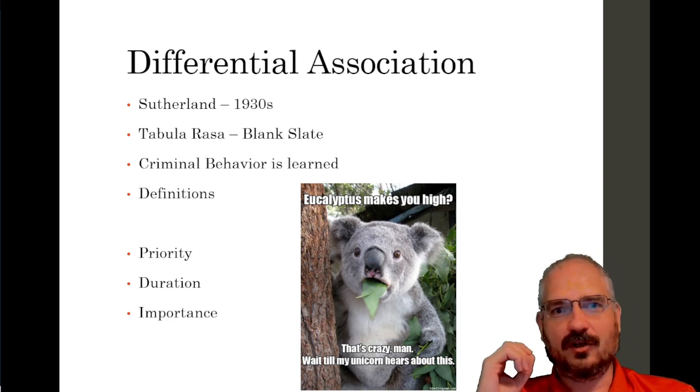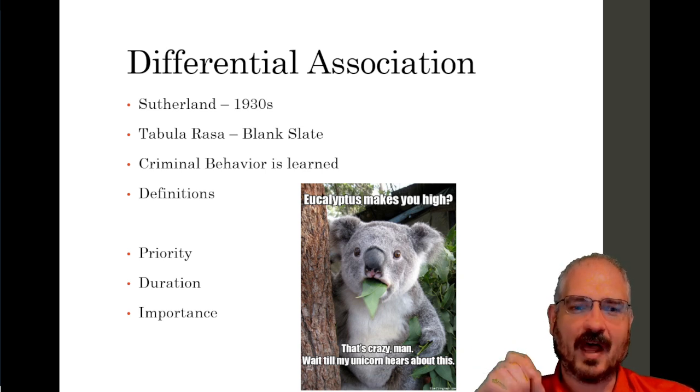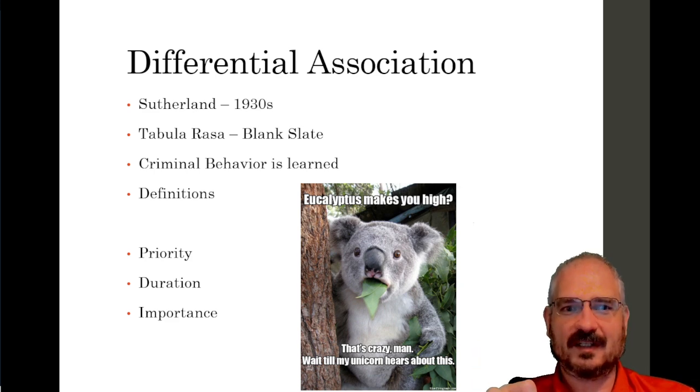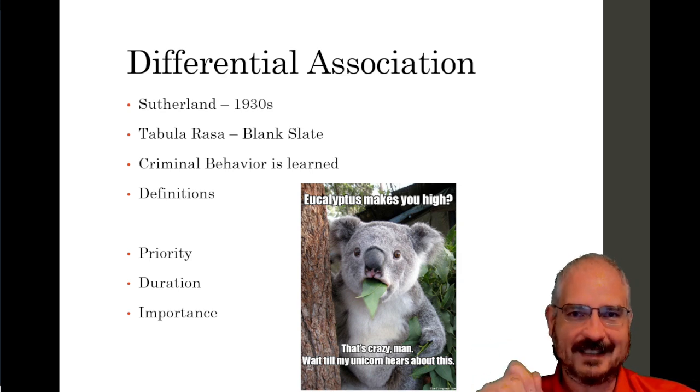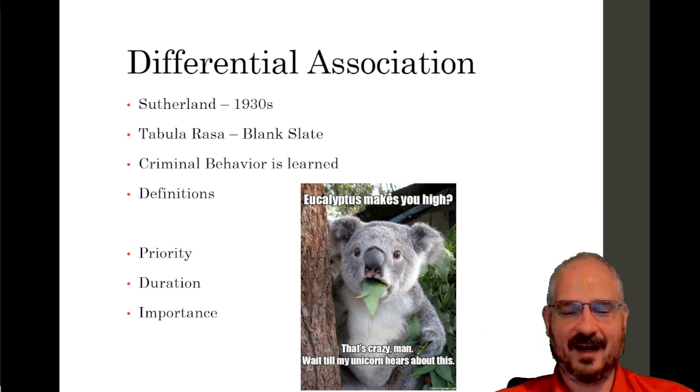The first major learning theorist in the field of criminal justice was this guy named Sutherland. And he's writing way back in the 1930s, and he comes up with this idea of differential association, right? And differential association is a relatively simple idea that gets more complex and more complex the more you kind of learn about it and talk about it and try to measure it and stuff.